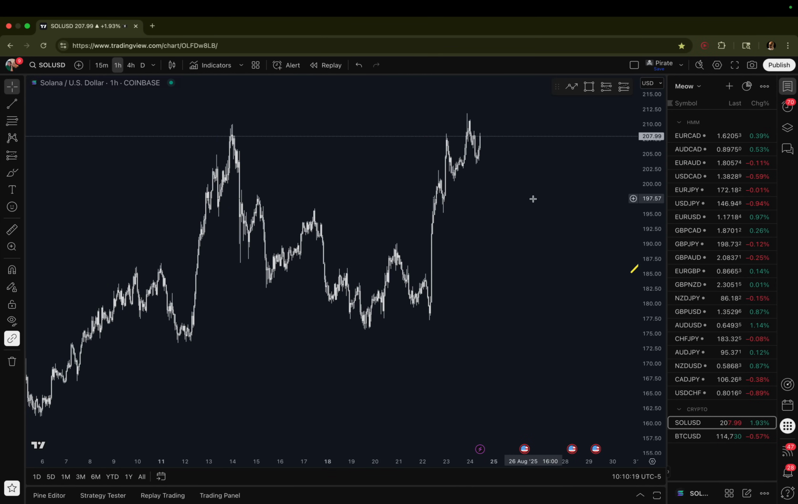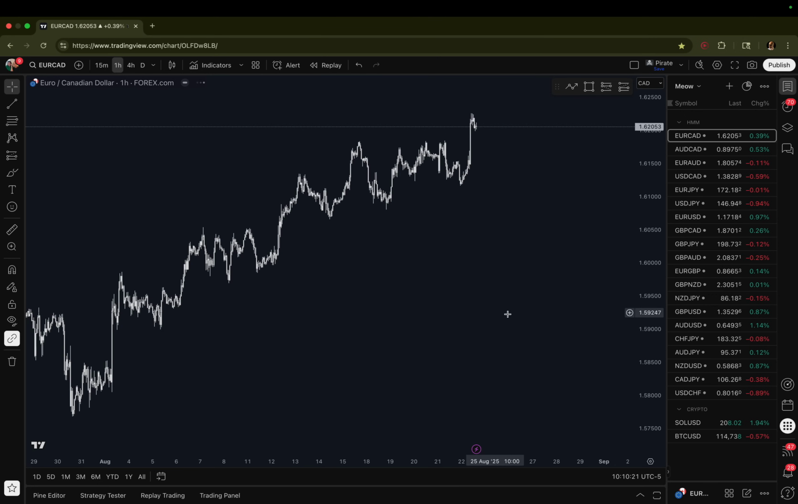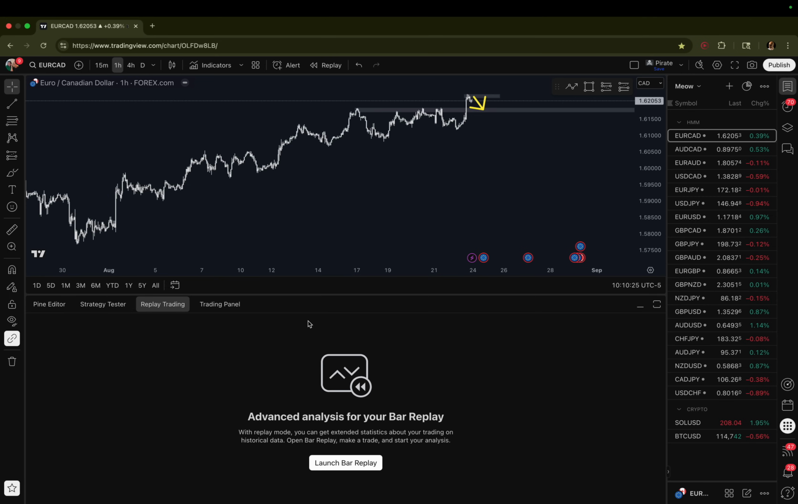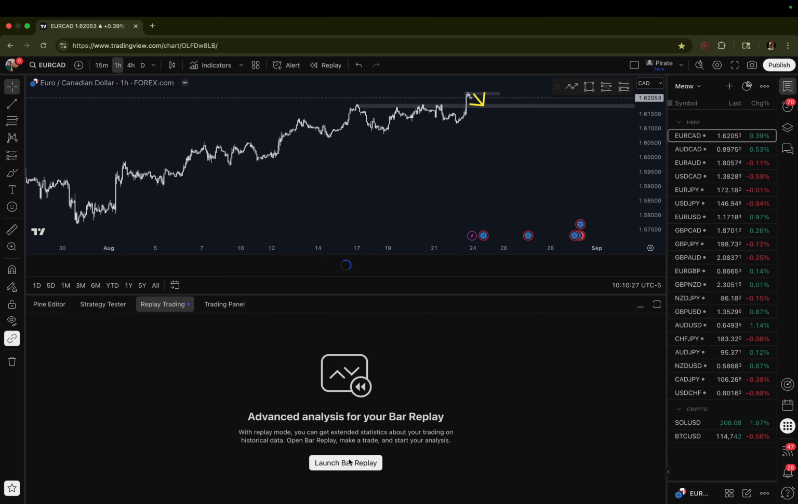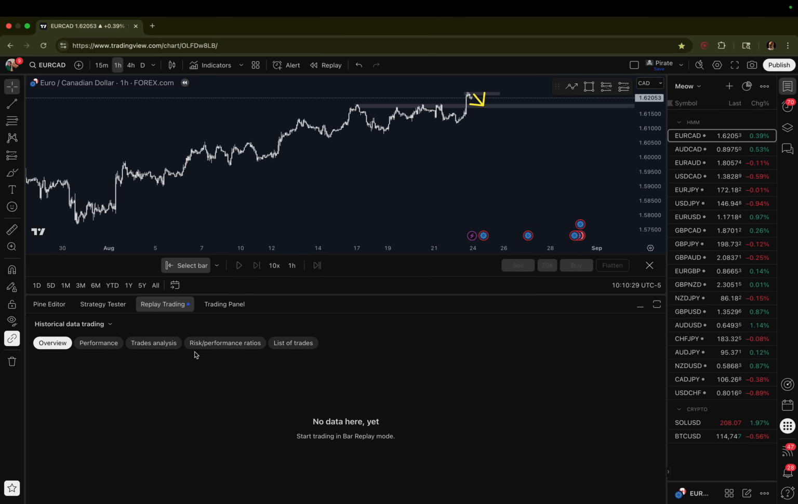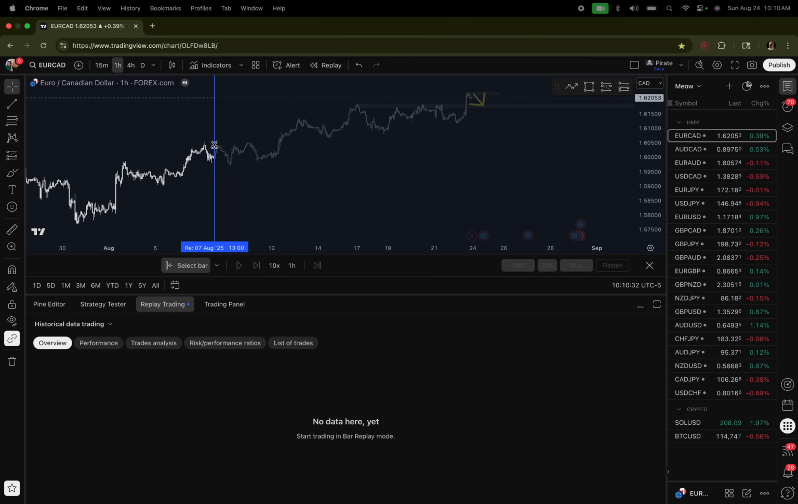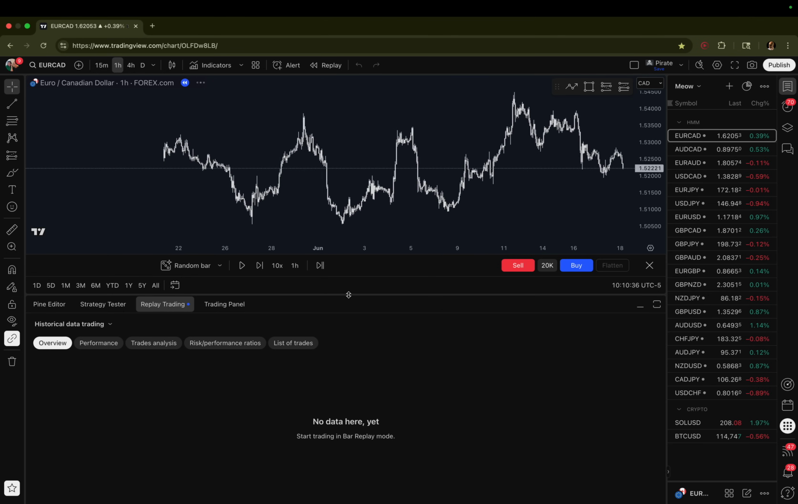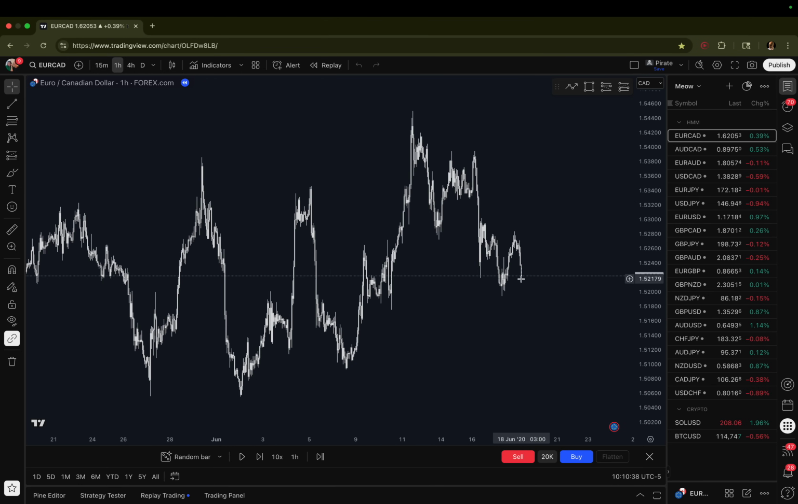So let's go to a chart. Let's actually just pick a random pair here. We'll start at the top, EuroCAD. What I'm going to do is use the replay trading tool here. I'm going to launch replay, and then we're going to hit random bar. This is going to take us back to a random point on the chart. Looks like we're at June of 2020.